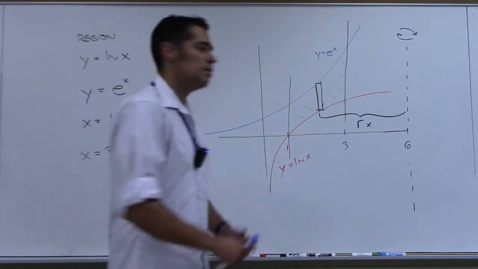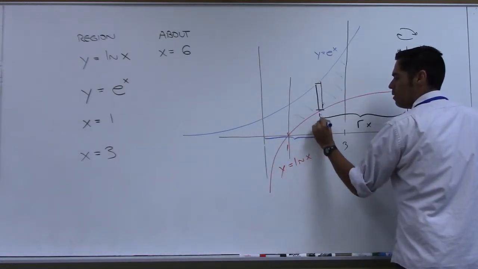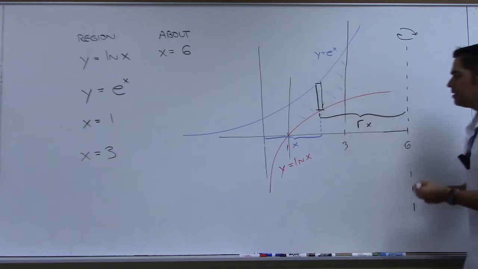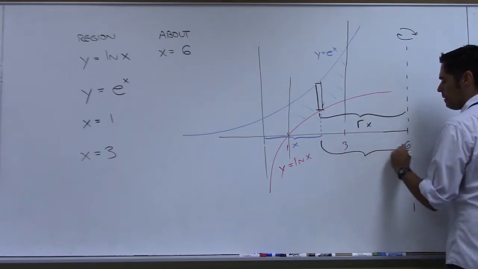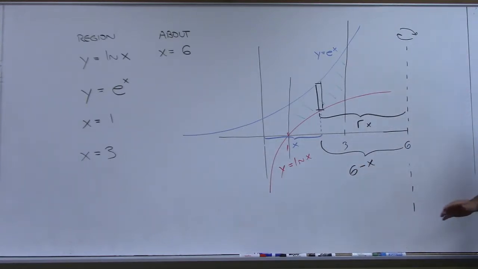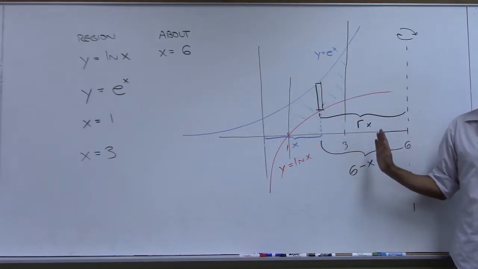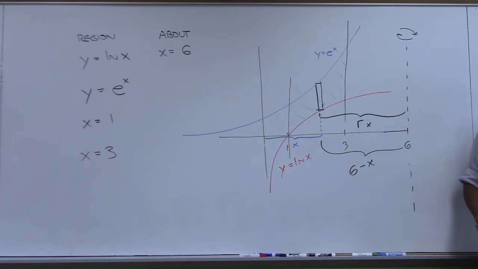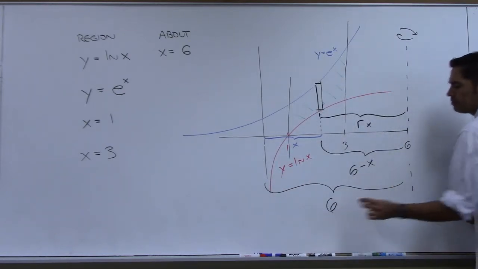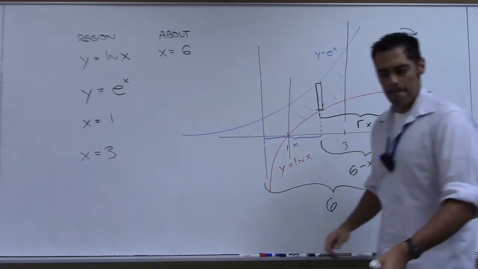Six minus x. Because the distance from the origin to my rectangle is always x. And x is positive, right? So the distance from here to here would have to be 6, take away that x. My integral will go from where to where? X value of 1 to the x value of 3. That entire distance was 6. 6, take away that x, and that's this piece right here.